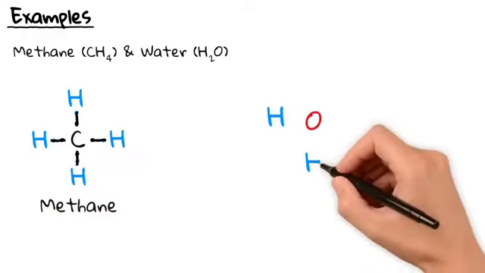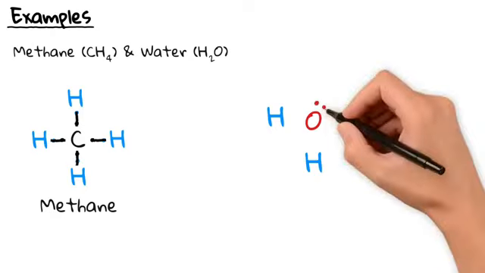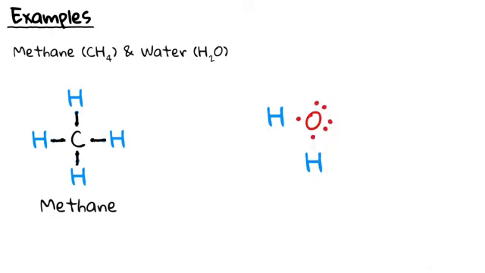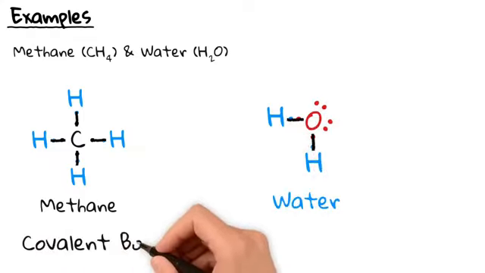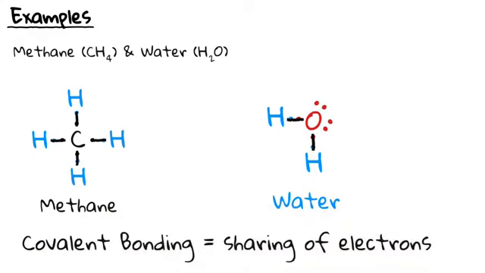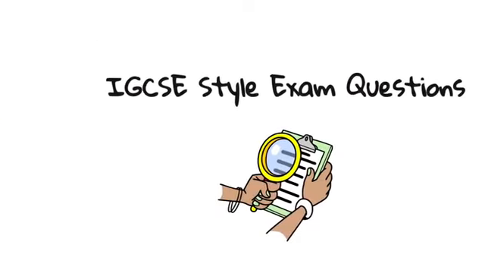Water consists of 1 oxygen atom and 2 hydrogen atoms. Oxygen needs 2 more electrons and each hydrogen needs 1 more. They share electrons, forming 2 single covalent bonds. Remember, in covalent bonding, atoms always share electrons instead of transferring them.